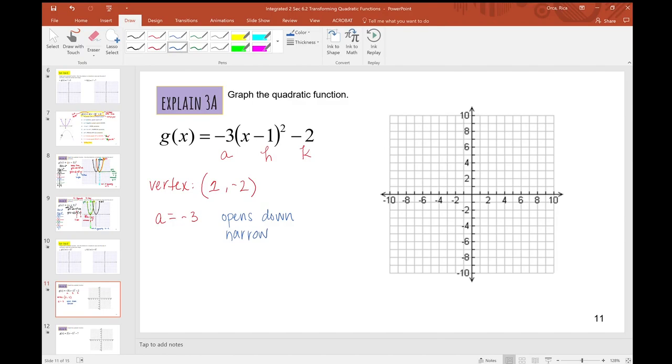So now let's graph. You start off with the vertex. You go to 1, -2. 1 unit to the right, 2 units down. Label it vertex. After plotting my vertex, I like to plot the axis of symmetry. That way, when I start plotting my points, I can make them symmetrical to each other.